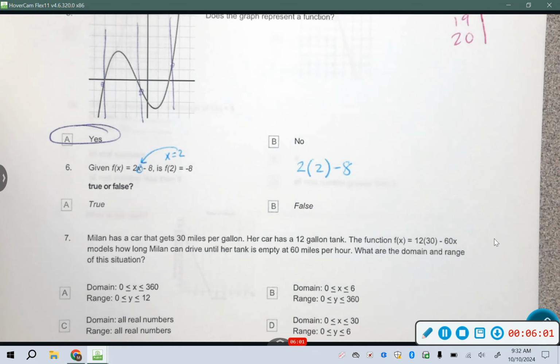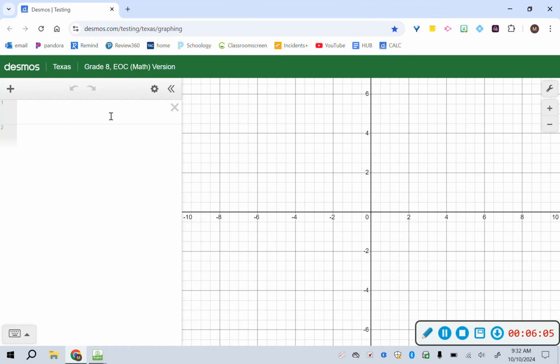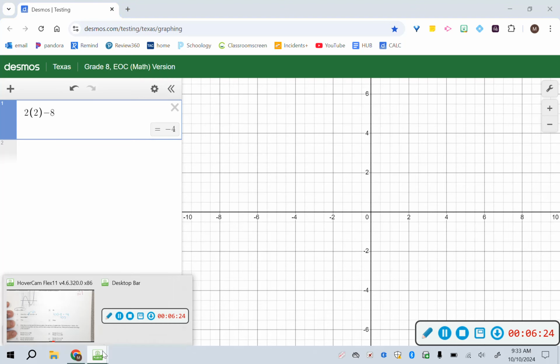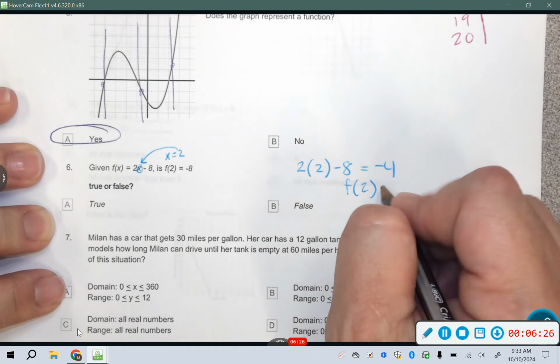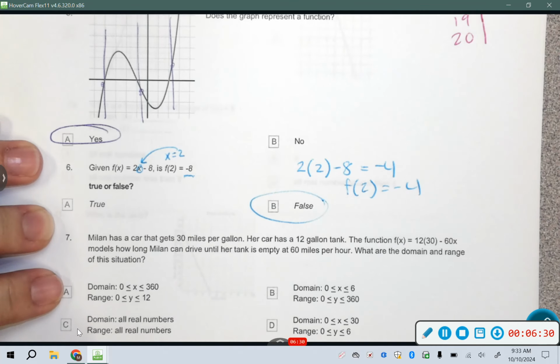And if I go to my calculator, over here, I'm going to type, sorry, I have to get my life together, 2 times 2 minus 8. I get negative 4. So f of 2, might help if you can see what I'm writing. f of 2 equals negative 4. Does it equal negative 8? No, so this is false.